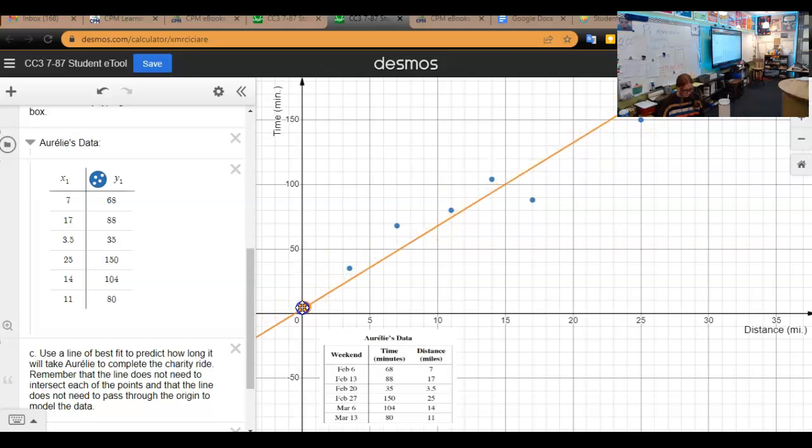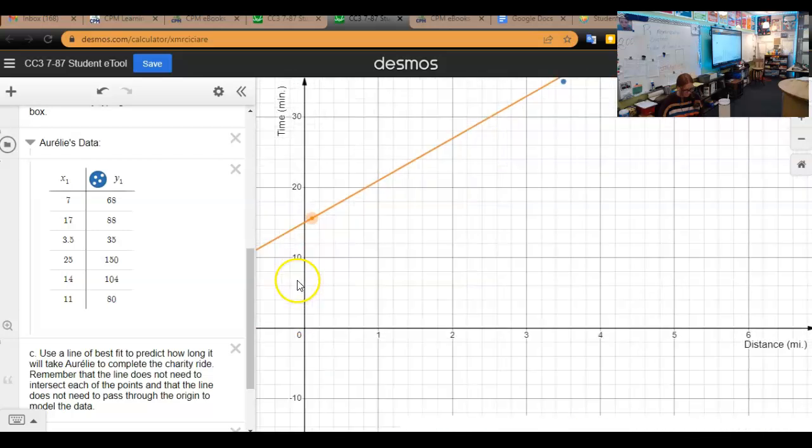So Caden put his line of best fit here, but it's not quite balancing the points. Why wouldn't Caden have put his line here? And why should we be going through the origin here? Yeah, what this is showing us is it takes, Ariel, 12, 14, 15 minutes to go nowhere.